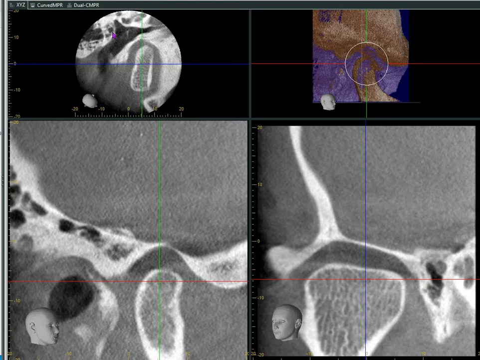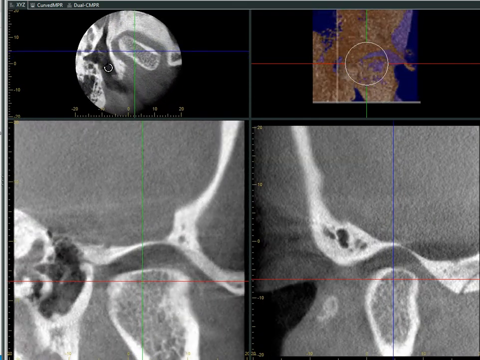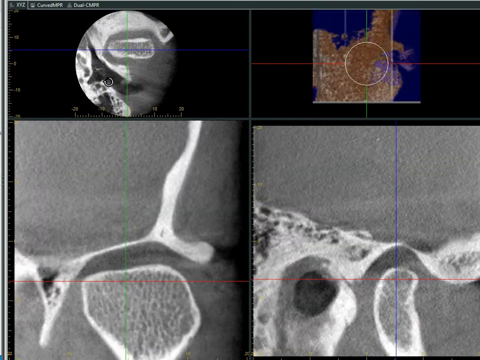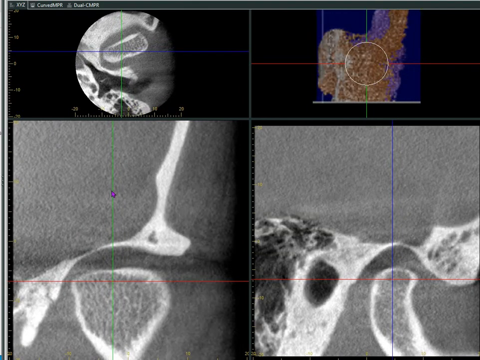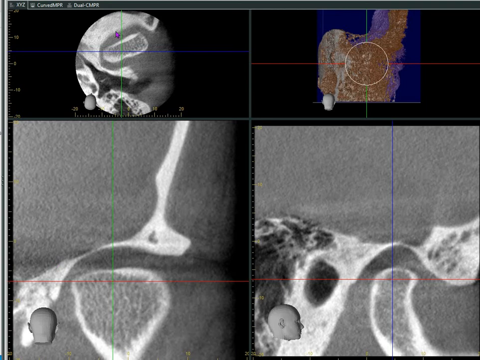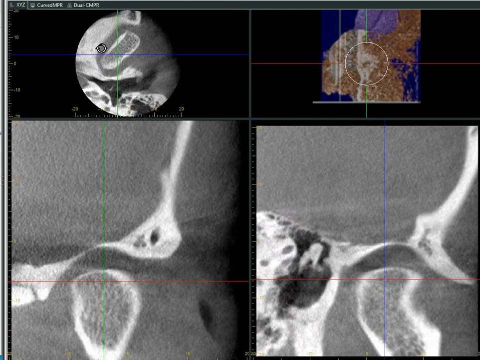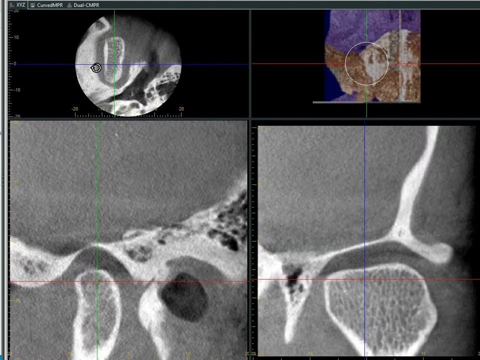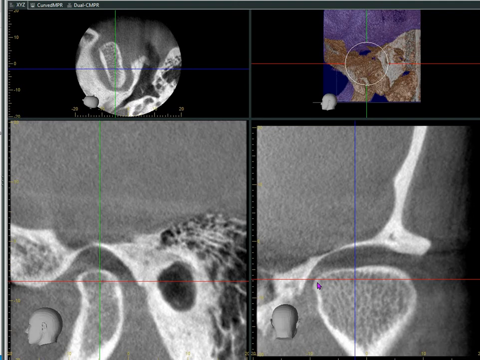A 360-degree view around the joint is always completed because sometimes you can only see damage in remote areas such as on the inside or outside of the joint. In this case, we can see some slight compression of the internal joint.